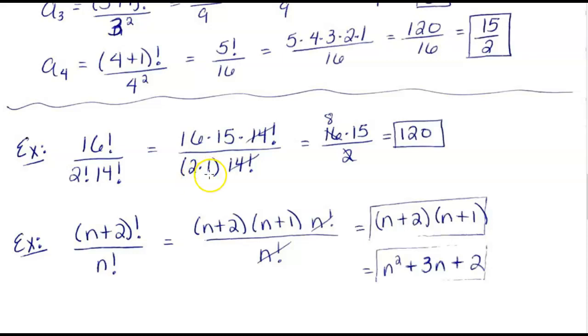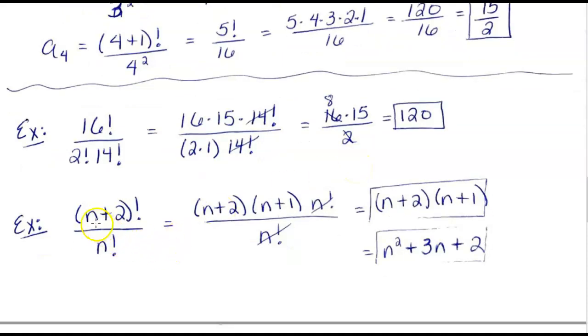This other number here I would have to write out. 2 factorial means 2 times 1. So 16 times 15 over 2. And then you could even here cancel 2 into 16 and get 8, and then 8 times 15 is 120. Or you can multiply 16 and 15 and divide by 2.